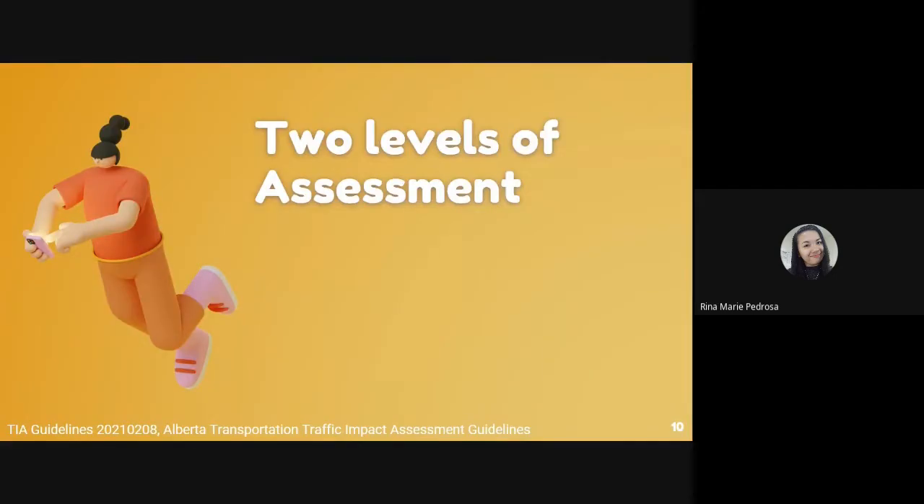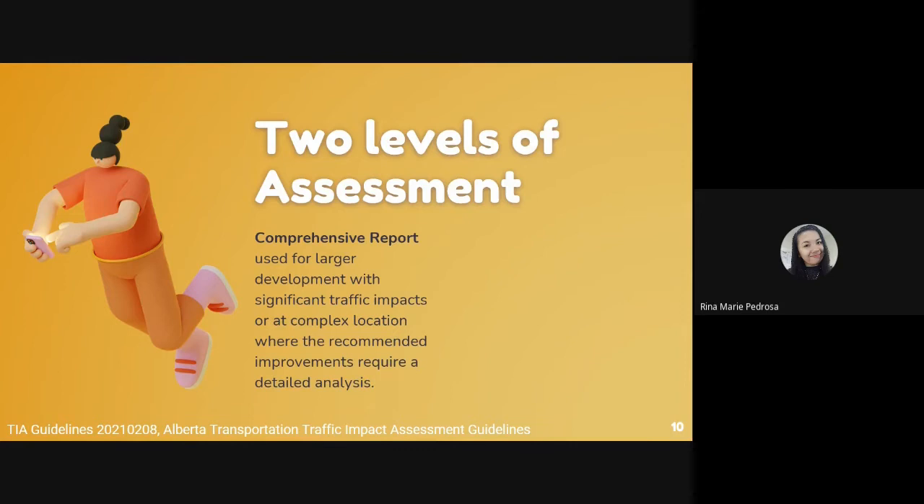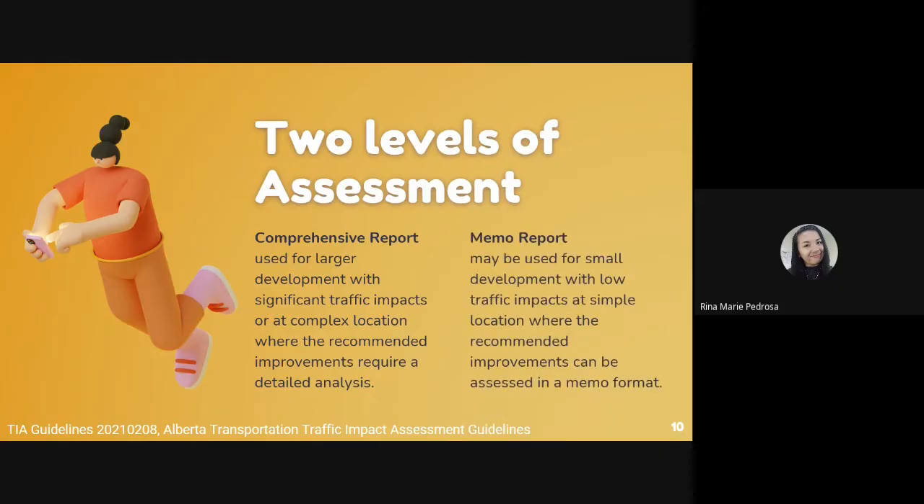So there are two levels of assessment that may be required in support of a development. We have our first, we call the comprehensive report, which is used for larger development with significant traffic impacts or at complex locations where the recommended improvements require a detailed analysis, while the other one is the memo report. This one is used for small development with low traffic impacts at simple locations where the recommended improvements can be assessed in a memo format.